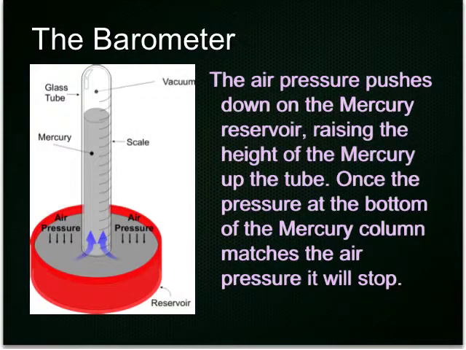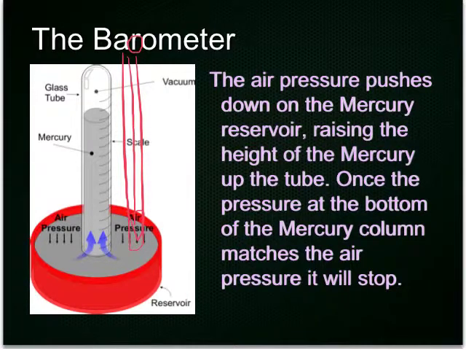The air pressure pushes down on the mercury reservoir, raising the height of the mercury up the tube. Once the pressure at the bottom of the mercury column matches the air pressure, it will stop. In other words, we have a column of air here pushing down. At the top of the column there's a vacuum. This air is pushing down with a certain pressure. Now the pressure along the bottom here has to be the same for both the mercury and the air, otherwise the mercury could push into the air, or the air could push the mercury. So the air pressure and the mercury pressure are the same at the bottom.